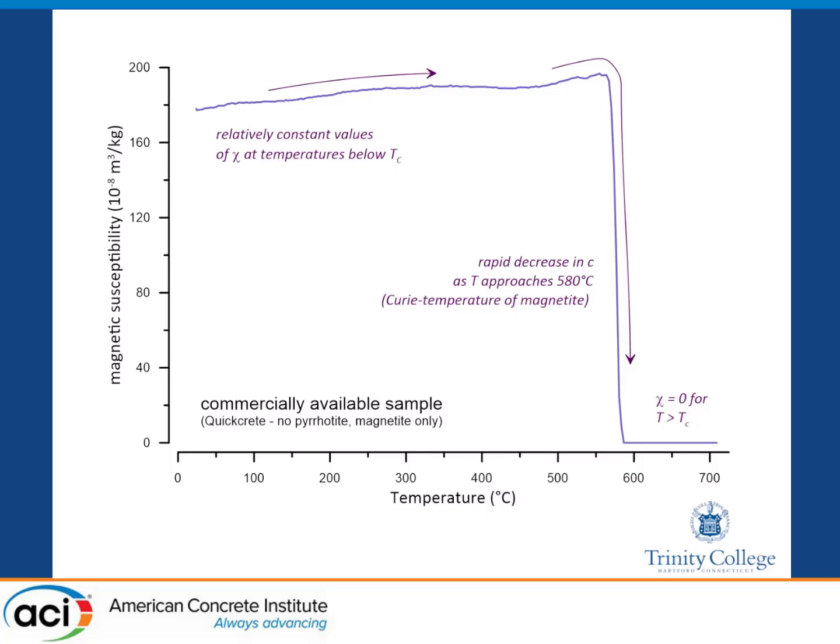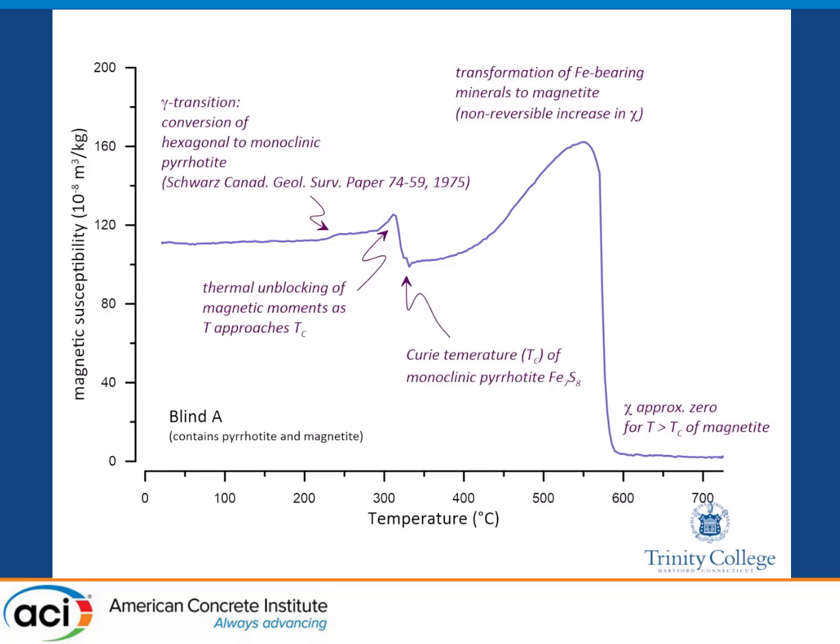Okay. And then at 580 degrees, there's this rapid decrease in magnetic susceptibility, which is the Curie temperature of magnetite. That's because the thermal energy overwhelms the magnetism of the sample, and so there's no more magnetism when it gets too hot, essentially.